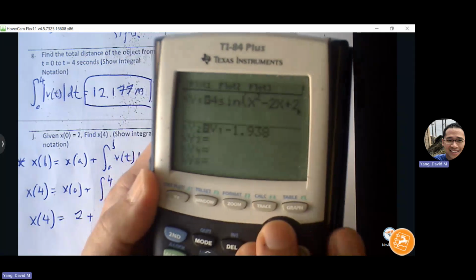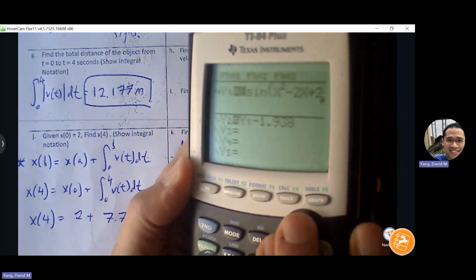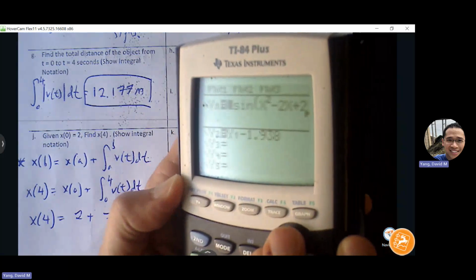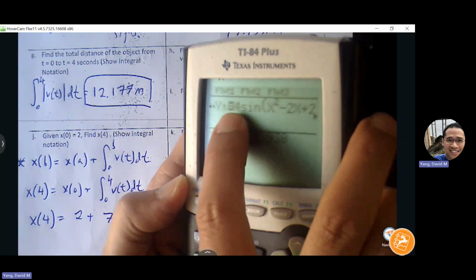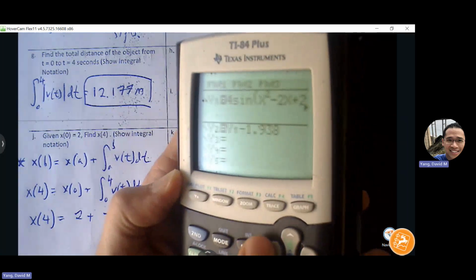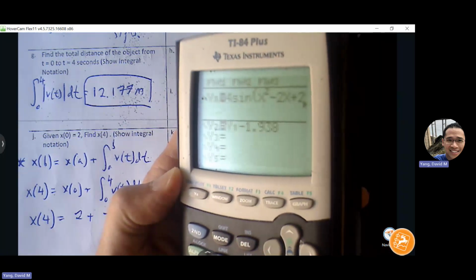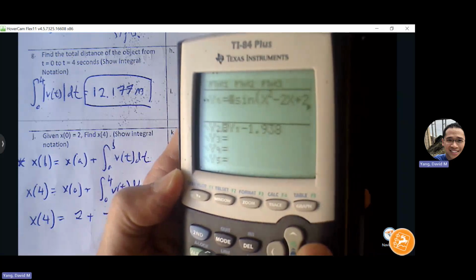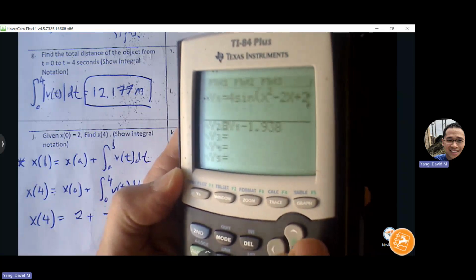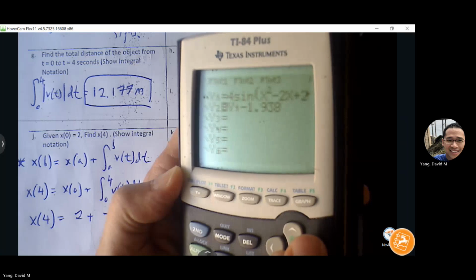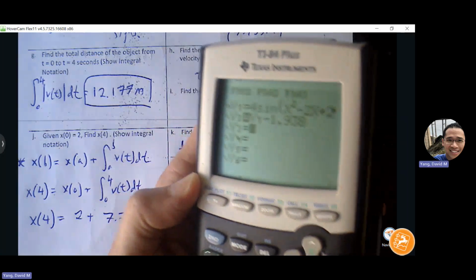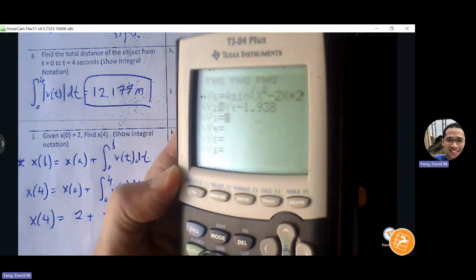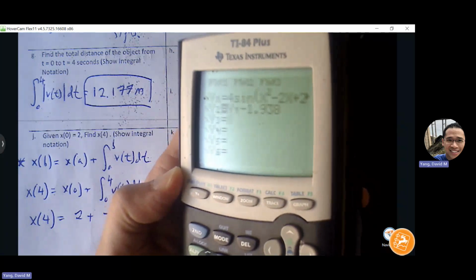But I don't want to see the first graph. If you have multiple graphs and you don't want to erase one because you might need it later, you see how the equal sign is highlighted? It's got that black mark around it. If I scroll over the equal sign and hit enter, it'll unselect that equal sign, which means it'll still remain in the calculator, but it won't show up on the graph.